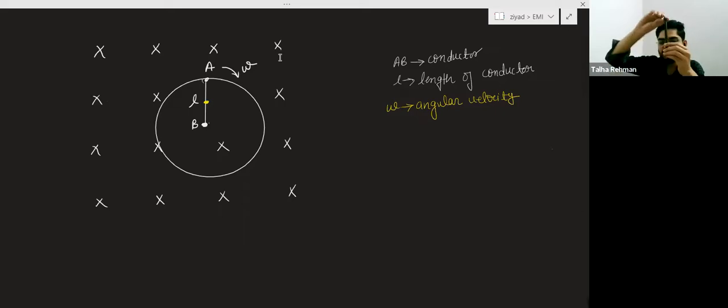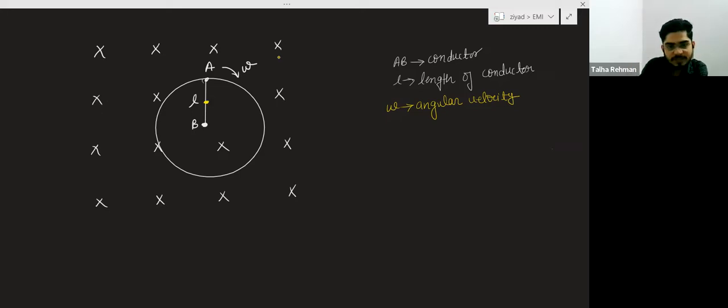When this conductor rotates in the magnetic field, the magnetic flux linked with the conductor will change, and whenever the magnetic flux linked with the conductor or coil changes, EMF is induced in the conductor. So due to the rotation of the conductor, the EMF will be induced, and that EMF we want to calculate.